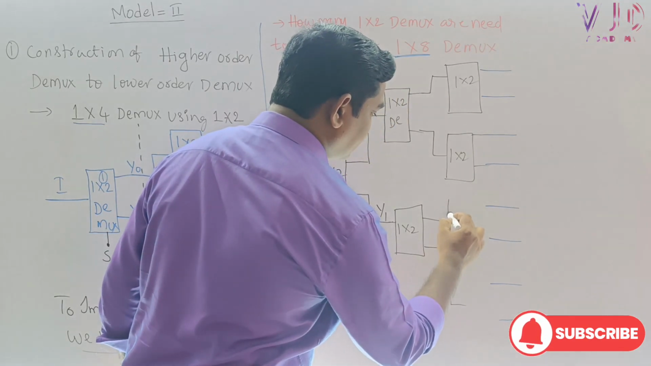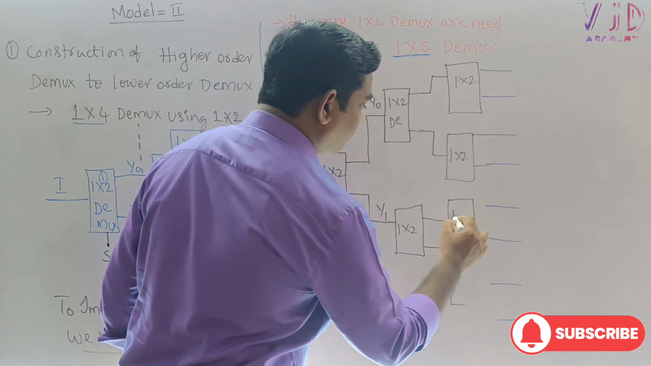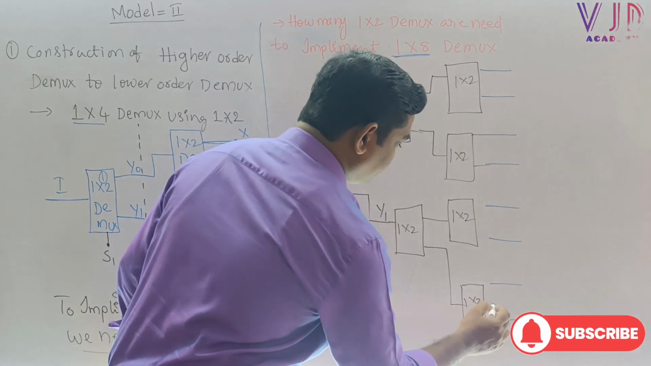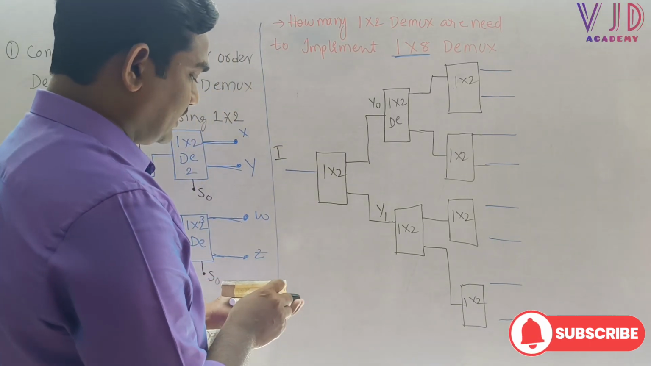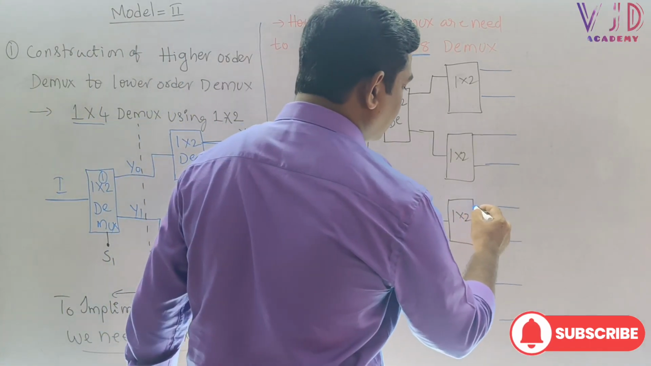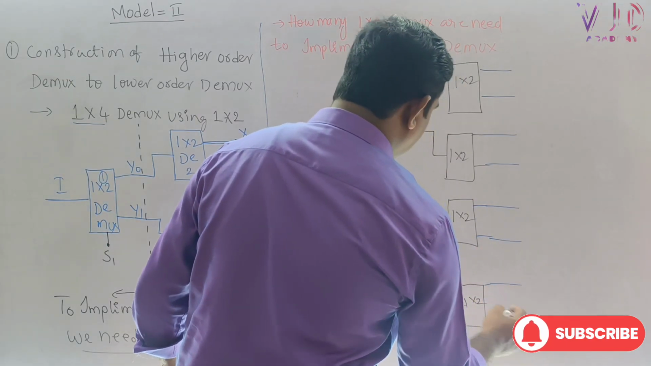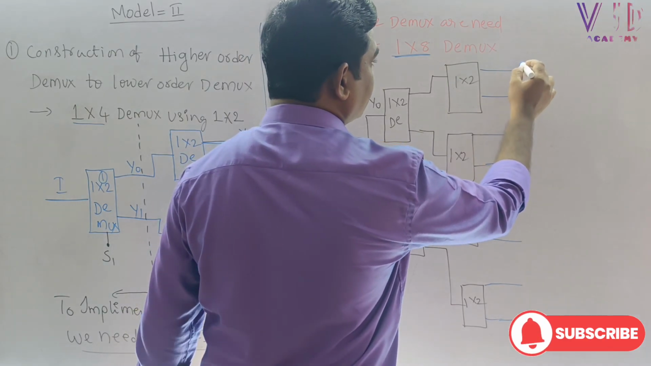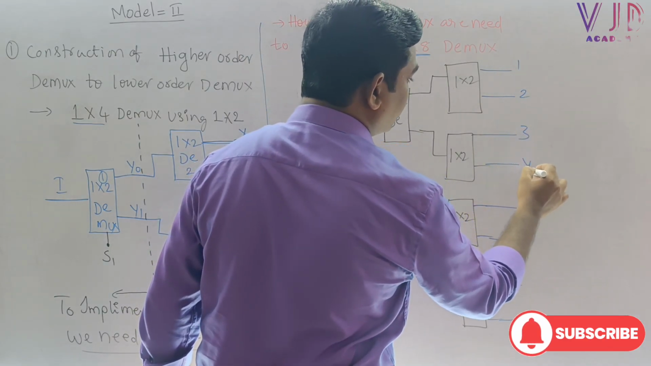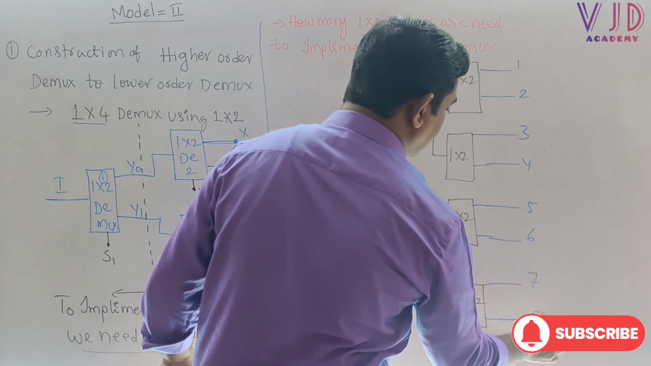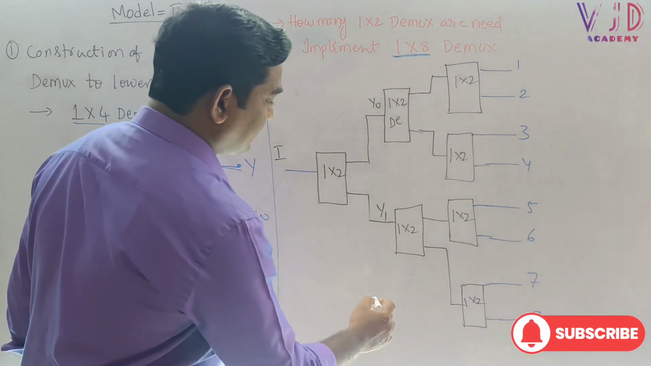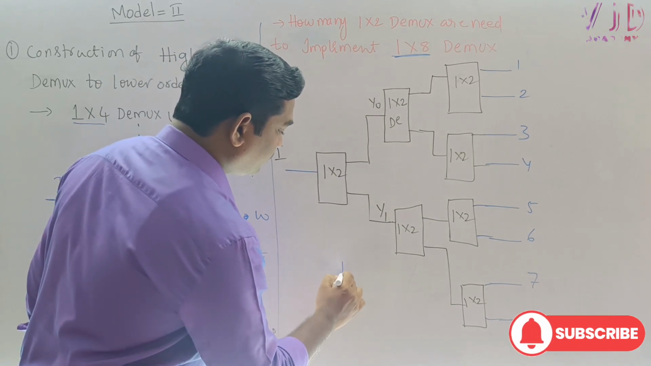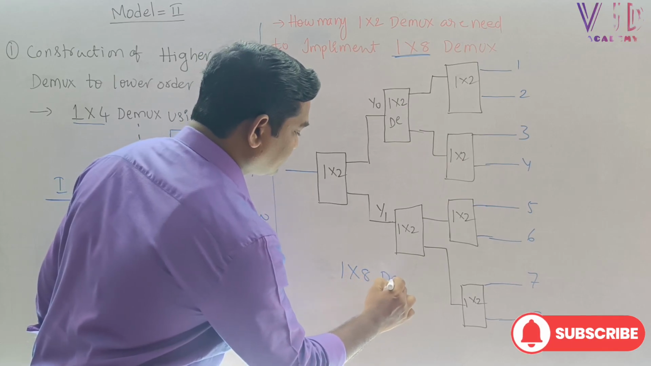These two outputs are this, and now let me draw one more 1 to 2 DMUX here. Here also let me draw a 1 to 2 DMUX. This is the construction of the circuit. Finally we have 8 outputs and one input I, and these are the outputs: 1, 2, 3, 4, 5, 6, 7, 8. So to implement this, this is a 1 to 8 DMUX.